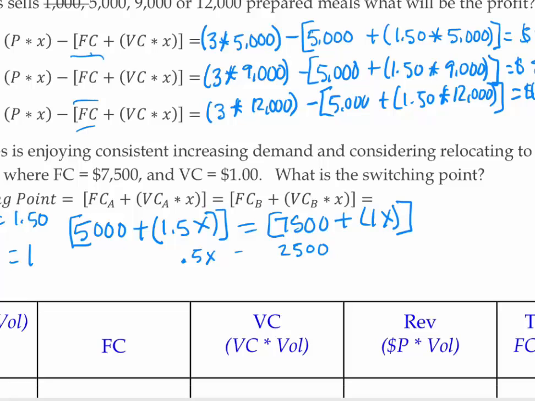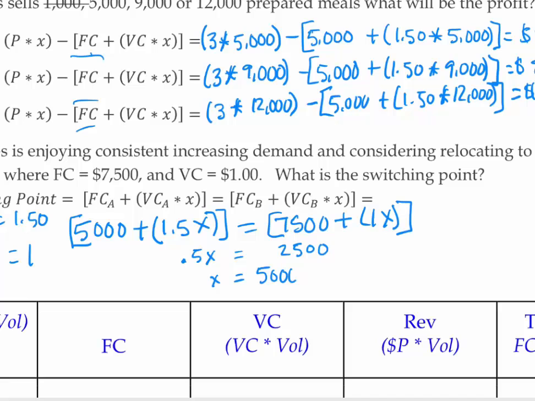And then we just divide 2,500 by 0.5, and we get 5,000. So that means that if we sell less than 5,000 units, we would want to use this process on the left. We would want to use the higher variable cost and the lower fixed cost. And if we do more than 5,000 units, we would want to use the other process B, because we pay less in variable costs.